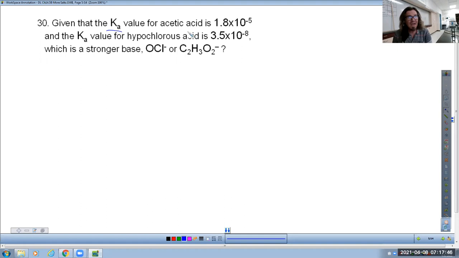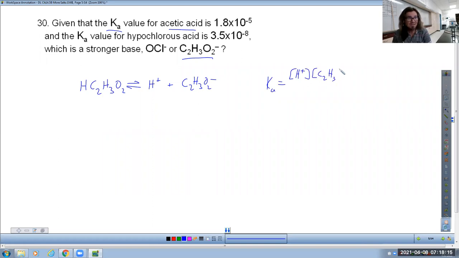If they talk about the Ka for acetic acid, then we know that has something to do with the acetate ion. To turn acetate ion into an acid, I'm just going to attach a hydrogen ion to it and then dissociate it and go into an equilibrium situation, which I will then turn into an expression as Ka equals the hydrogen times the acetate over the acetic acid. Okay, so there's one of them.